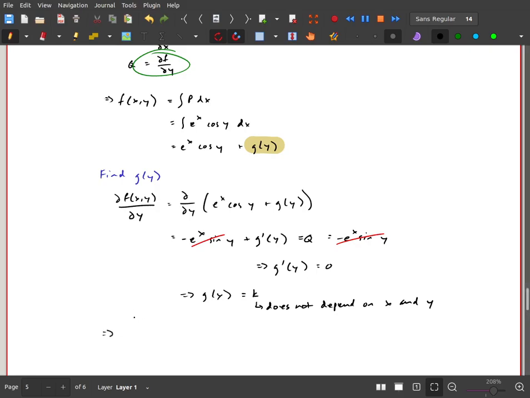So if we put everything together, our function would be e to the x cos y plus k. So that is our answer. We won't know what the value of k is. We don't have enough information to do so. So we'll leave that as our constant, some unknown.